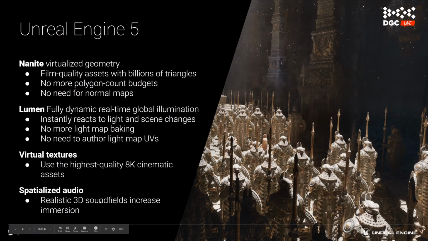Unreal Engine 5 will be available in 2021, and it will feature some amazing new technologies, including Nanite, which is virtualized geometry. So, unlike before, now you'll be able to bring in very high billions of triangles into the engine, as you can see from this image. No more need for polygon count budgets or normal maps.